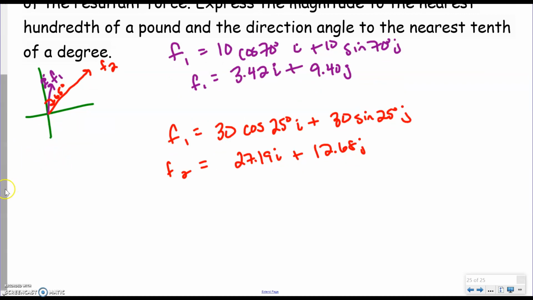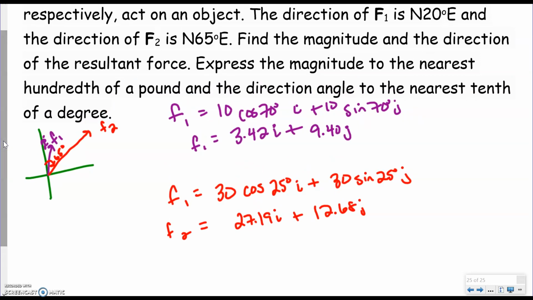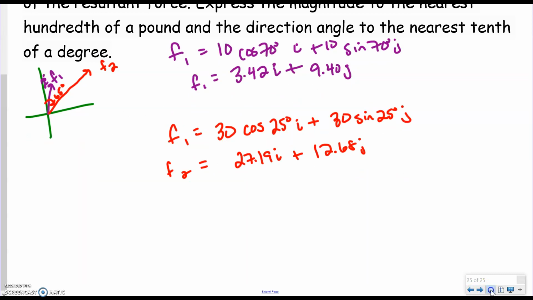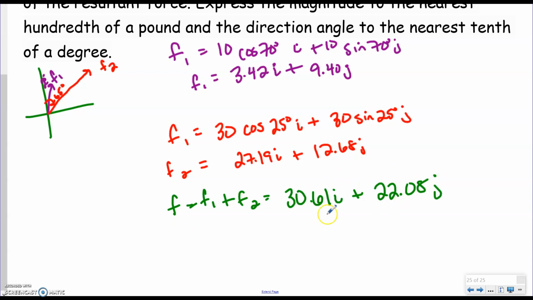Now, to figure out how those are impacting the object, we need to add them together because both forces are acting on that object. So we're going to call this force equals F1 plus F2. So if I combine those two together, 3.42 plus 27.19 gives me 30.61 i. And 9.40 plus 12.68 gives me 22.08 j. Okay, so this is our rectangular form.